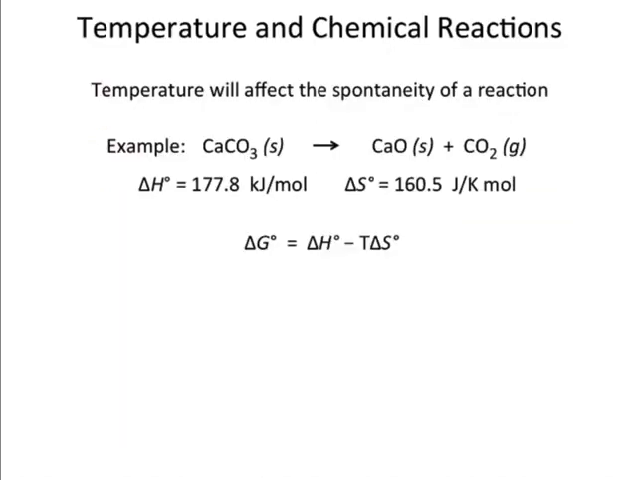So let's do that. Say we have calcium carbonate solid, and we're going to make calcium oxide and carbon dioxide. I already calculated delta H and delta S for this. You just use the values that are in the tables, and you do final minus initial, etc. We talked about that in the previous video.